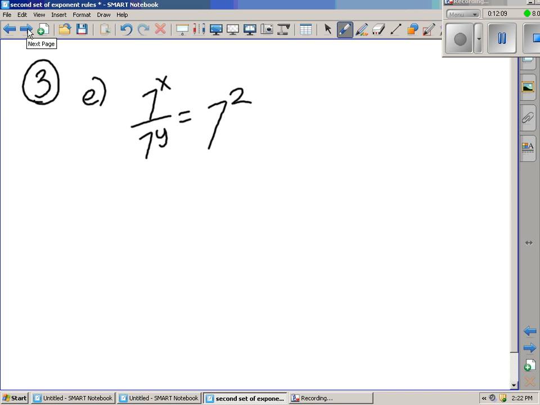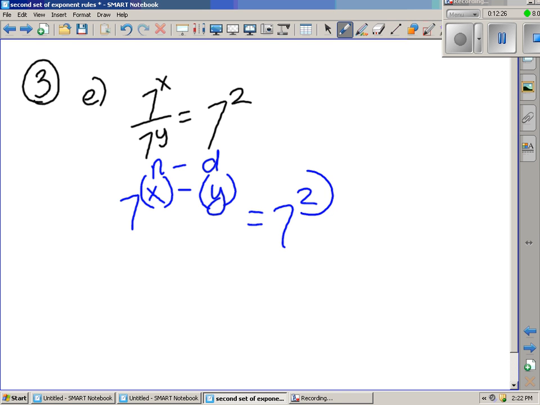All right, example E, we have 7 to the power of x in the numerator, and in the denominator we have 7 to the power of y. So we take the numerator's exponent and we subtract the denominator's exponent, and that should give us the new exponent. So x minus y needs to equal 2.